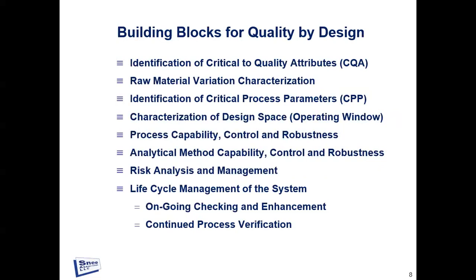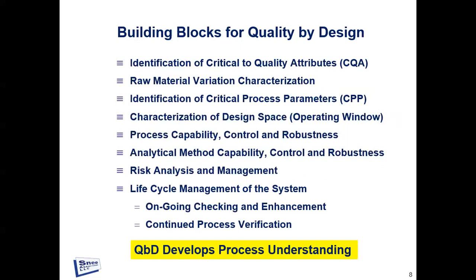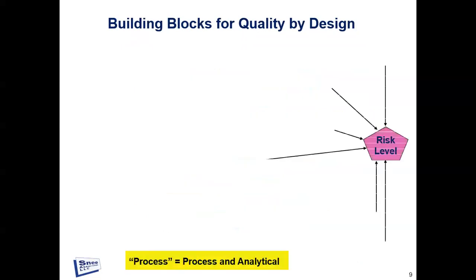So it's ongoing checking and enhancement and continued process, what we call continued process verification, and I'll show you a methodology for doing that. Along the way, when we do all of this, we put together these building blocks, and we understand them. We end up really understanding the process. And if you remember, that's one of the key things that was integral to the definition of quality by design. So let's see how these building blocks fit together. It's one thing to see them in a list. It's something else to see how they fit together.